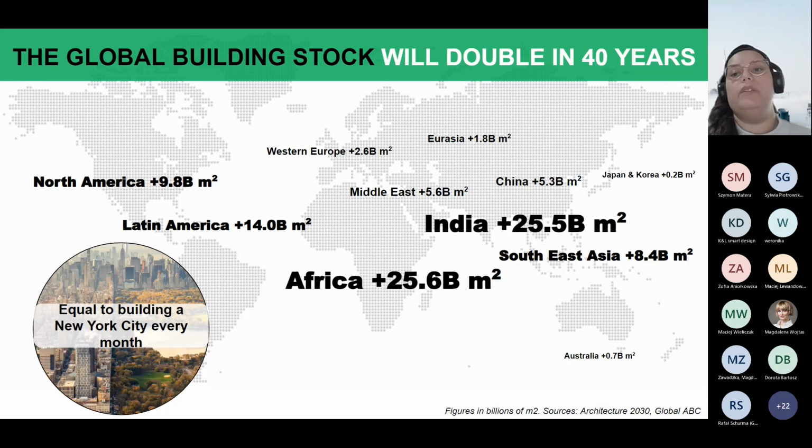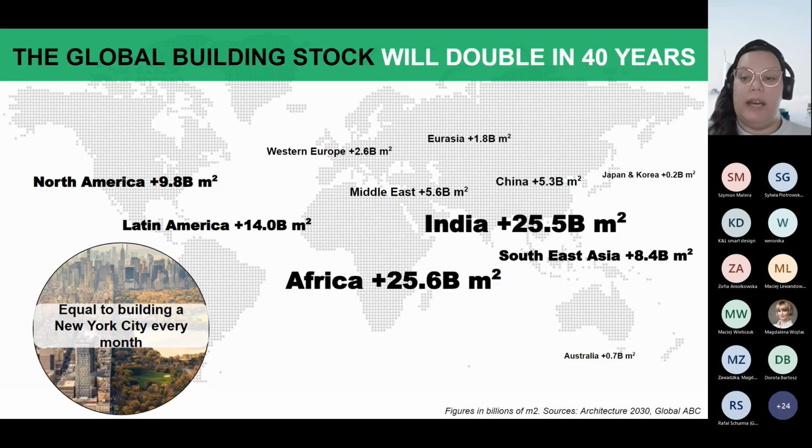The global building stock will double in 40 years. And this is because the construction industry is the one that is the most responsible for the carbon emissions as of today in the world. This means that if we keep building at the speed that we are today, we'll be building something like a New York City every month for the next 40 years. And with this, of course, we know that the impacts that it will cause are something that we are not ready or able to mitigate.